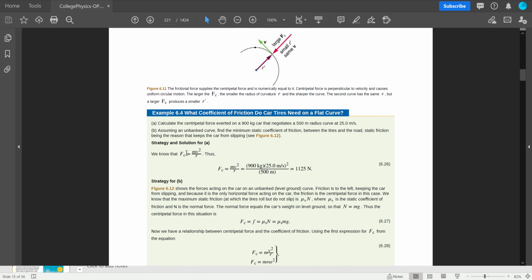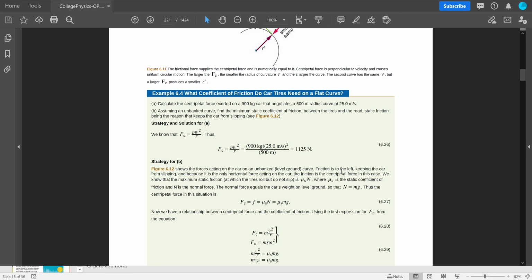So here for A, we have Fc equals mv squared over r. We have a mass, we have a velocity, and we have our radius. So all we have to do is plug in. 900 kilograms times 25 meters per second squared over 500 meters gives us 1125 newtons. This is still in newtons, notice that, because we have the same units in between: kilograms and then meters per second squared.